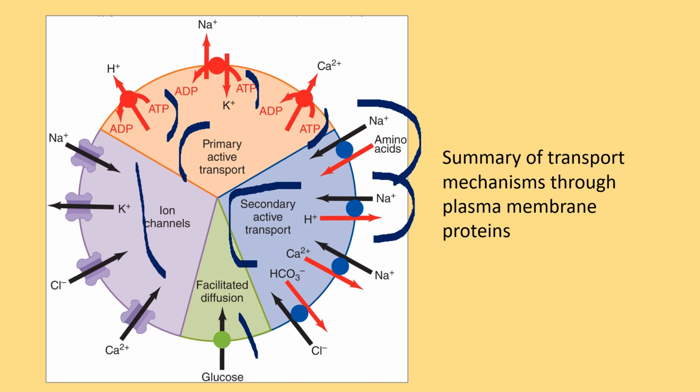So not shown here are other methods of passive transport. Notably, simple diffusion and osmosis are not represented on this image. Rather, all of the transport that's shown here occurs through a transmembrane protein.